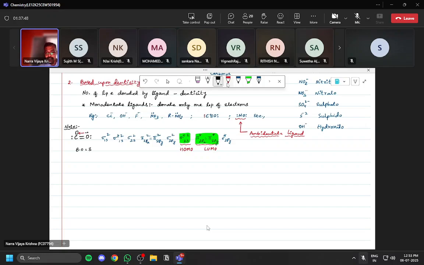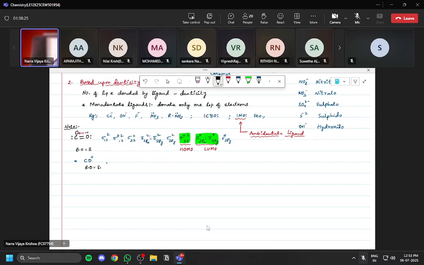Now, if I want to write CO plus, what is the name of CO plus? CO is carbonyl. CO plus is called the carbonylium ligand, the name ends with IUM. So CO plus, carbonylium ion. What is its bond order? From where do I have to remove the electron? Sigma star 2s, the higher energy. From here I have to remove the electron.